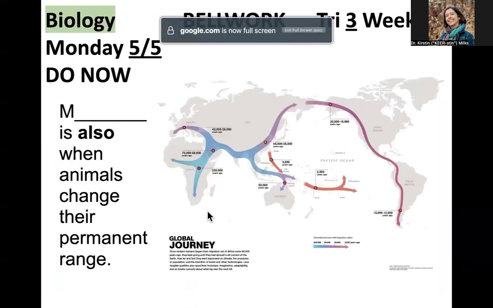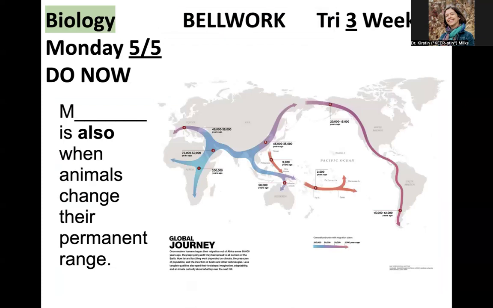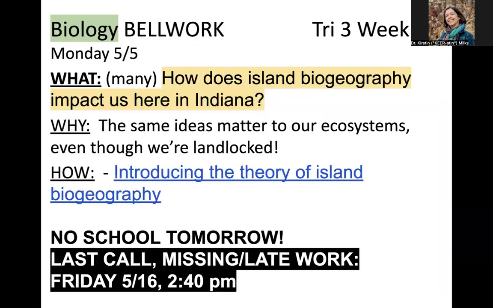This is a picture of the migration that we can backtrack by looking at genetic diversity in humans, particularly mitochondrial DNA. So this is another example of migration, right? We use that same word in biology to describe when animals change their permanent ranges, like their permanent homes and where they live. Sometimes it expands, sometimes it shifts, and that's what we're going to be looking at this week.